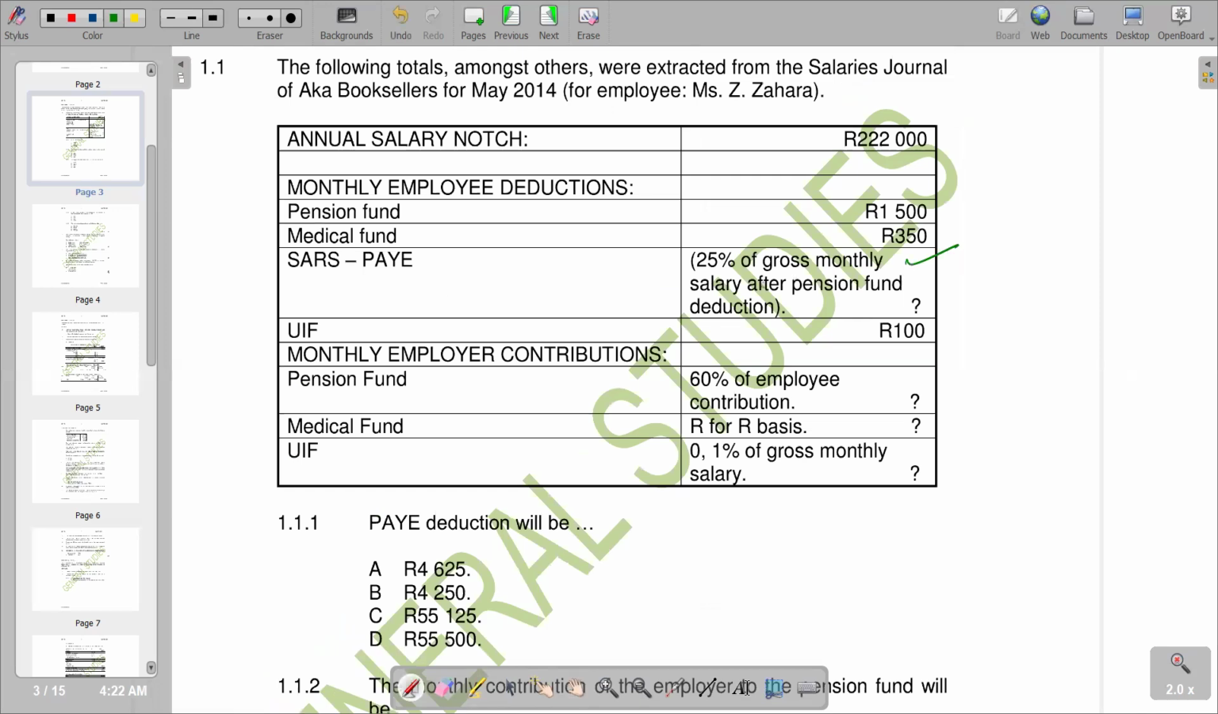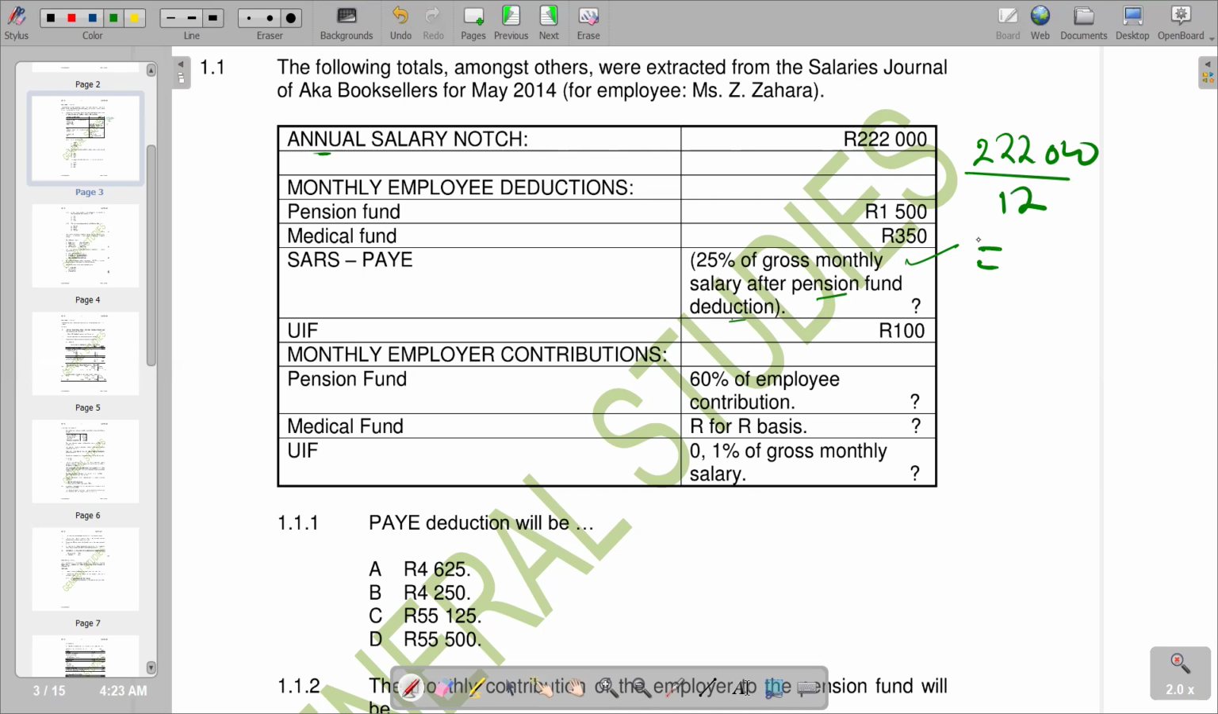So we need to calculate the PAYE deduction, but the instruction for the calculation is here, whereby it's saying 25% of gross monthly salary after pension fund deduction. So obviously we need to subtract the pension fund from the gross monthly salary, and then the net figure that we get, we take 25% of that figure. We are given the annual salary, which is 222,000. Remember, this is annual, which means it's for 12 months, so we need to calculate the monthly one. We divide 222,000 by 12.